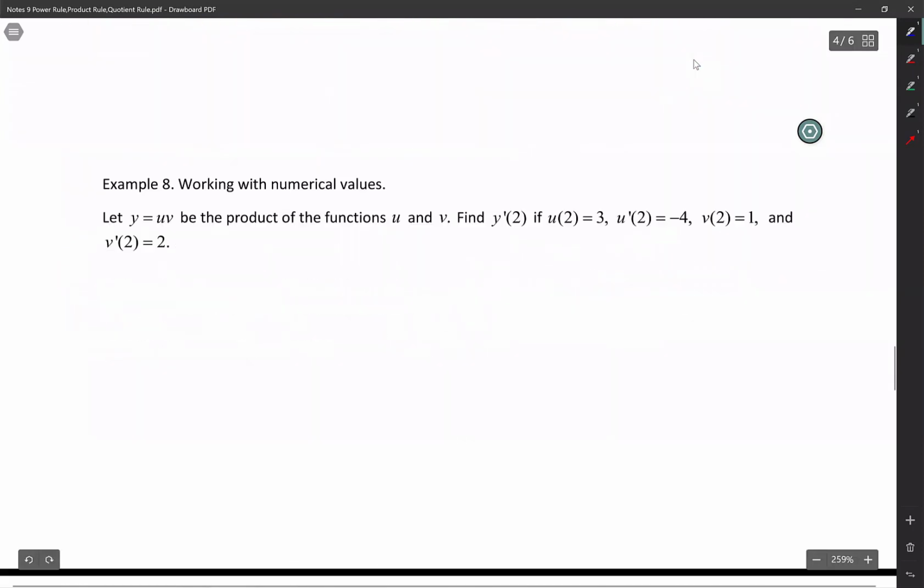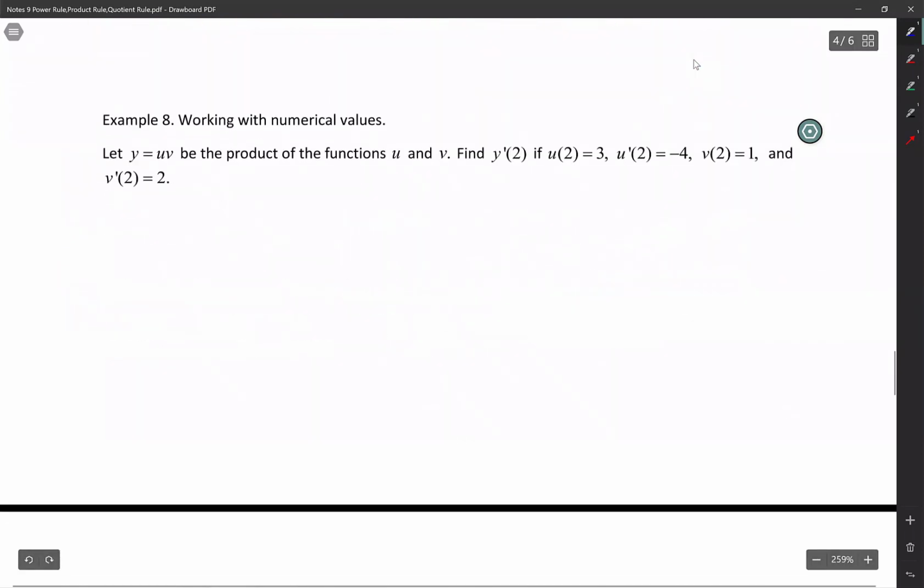So here we go. Working with numerical values. I have an expression, y equals uv. Let that be the product of the functions u and v. Find y prime of 2 given these values. Sorry, guys, I'm not farting. That's just a machine outside cutting grass.